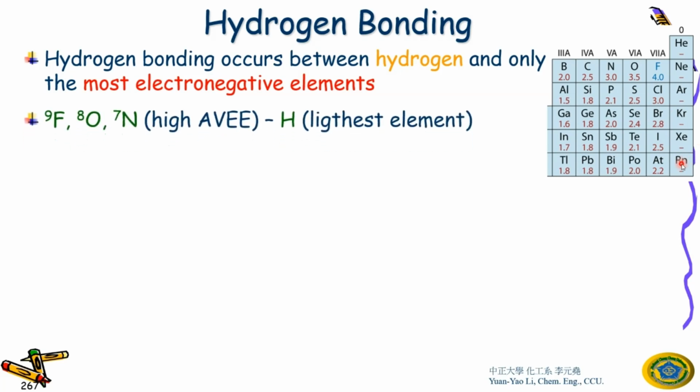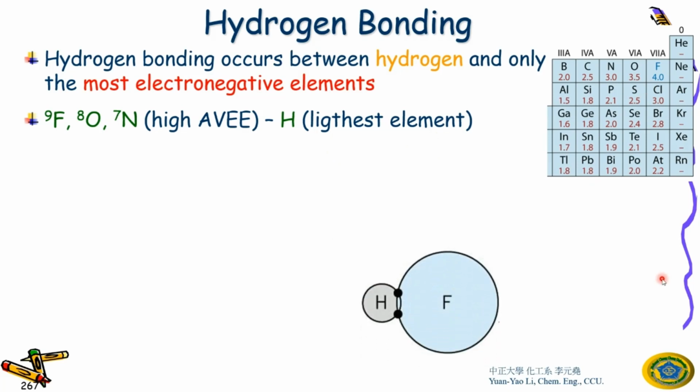So we want to pick up the top three numbers. They are fluorine, oxygen, and nitrogen. Chlorine is about 2 point something, 2.8, but here it is 2.9 or something like this. So these three have the highest electronegativity. And hydrogen is the lightest element, which has only one electron.